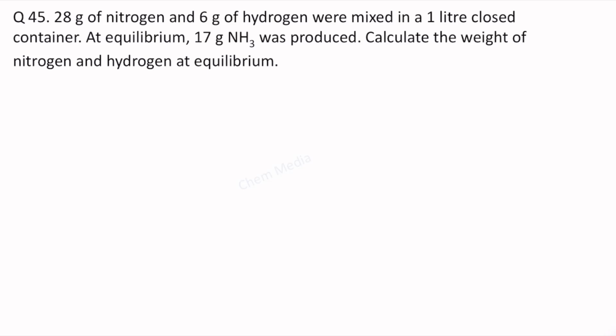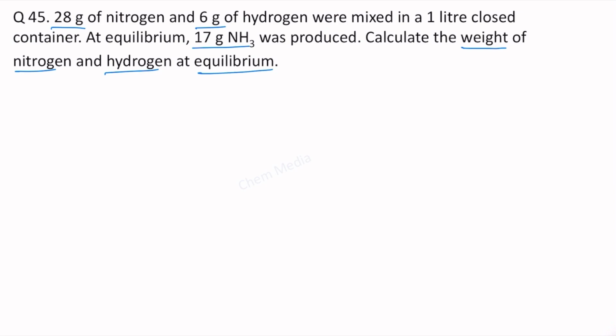Hello everyone, here is a question based on mole concept and chemical equilibrium. 28 gram of nitrogen and 6 gram of hydrogen were mixed in a 1 liter closed container. At equilibrium, 17 gram of ammonia was produced. Calculate the weight of nitrogen and hydrogen at equilibrium.